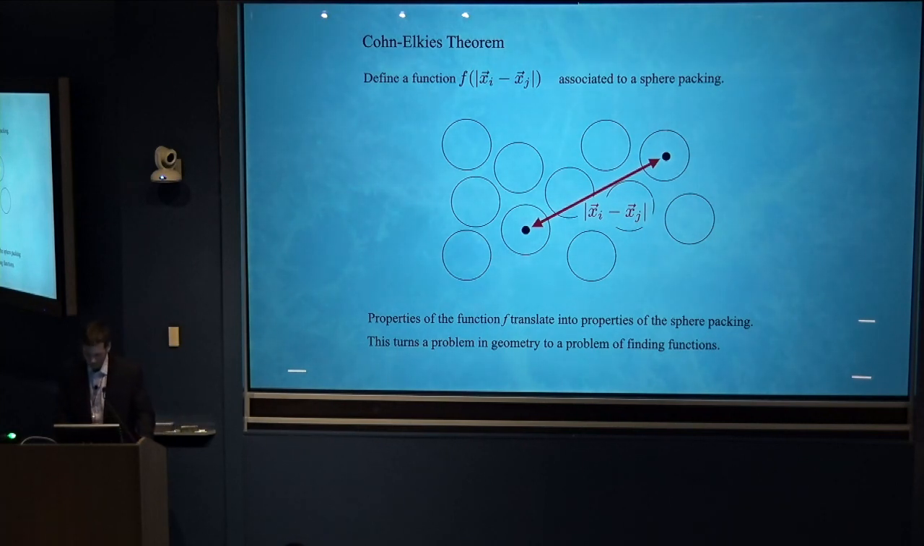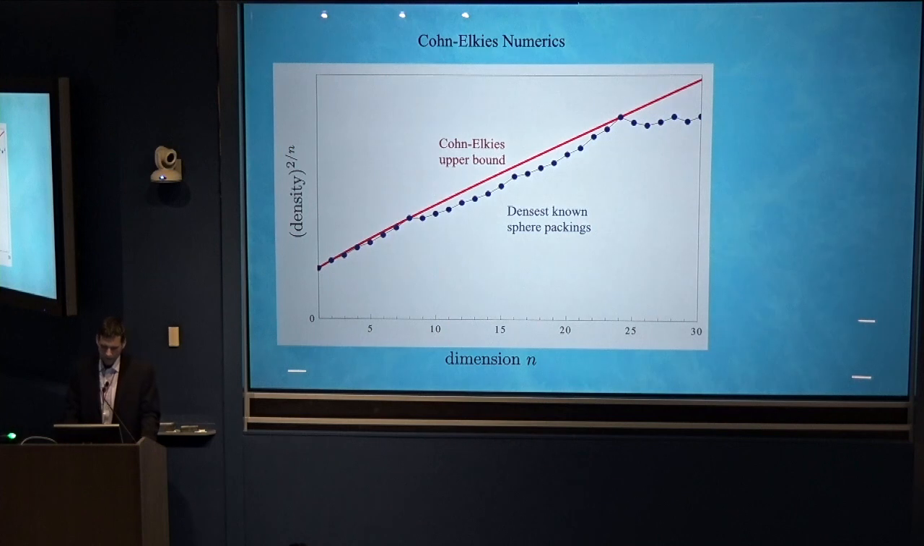But it's very hard to find these functions. You need a function with some very strange properties. And it becomes a problem of solving this difficult question of how to find the function. But much like in the bootstrap, it's a problem that you can put on a computer. And this was done by Cohn-Elkies in their work back in 2003.